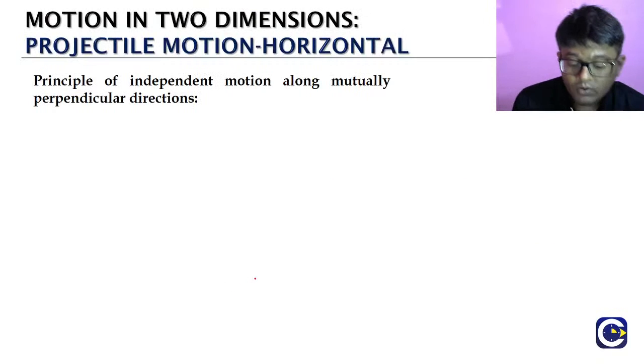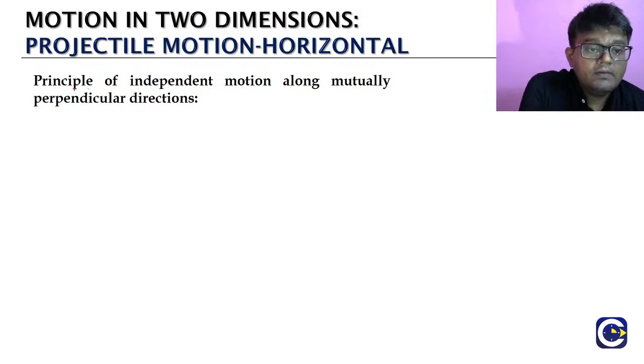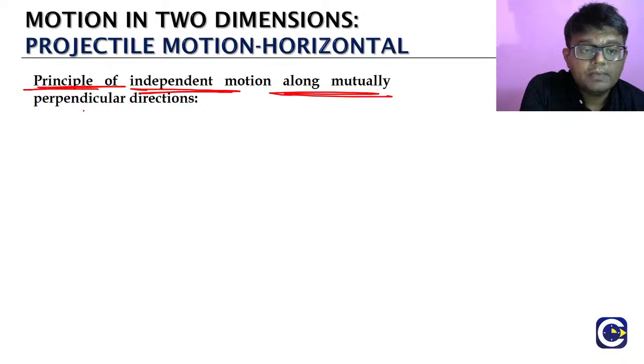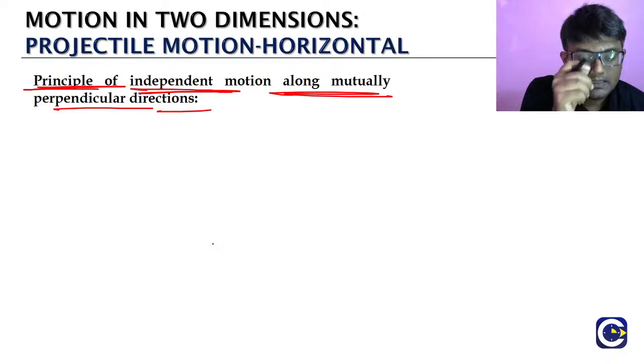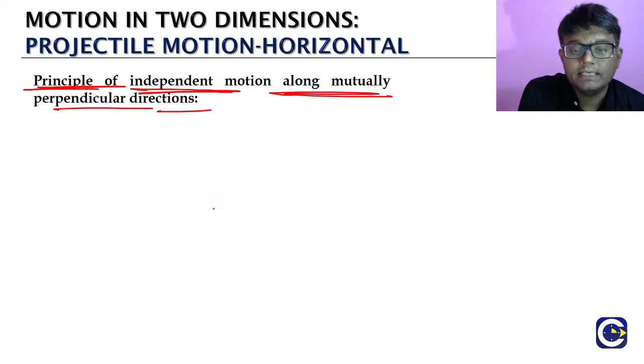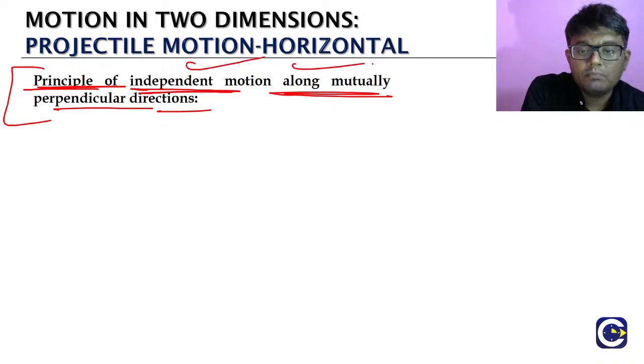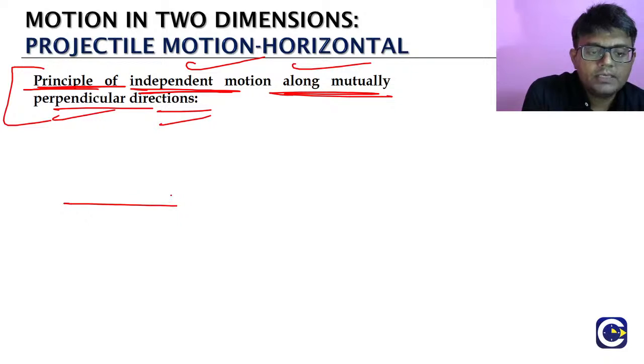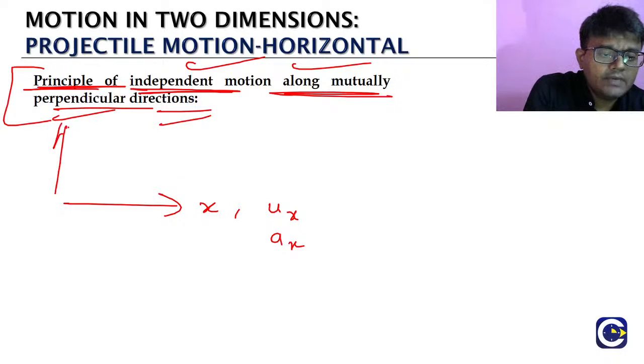Before we go into the horizontal projectile motion, we will look at a principle which will help us in studying or analyzing all the projectile motions in an easy manner. What is the principle called? The principle of independent motion along mutually perpendicular directions. What does it mean? If an object is moving along the x-axis, it will have some initial velocity, some acceleration, things like that. Similarly, if the object is also having a motion along the y-axis, it will have its initial velocity, its acceleration and things like that.